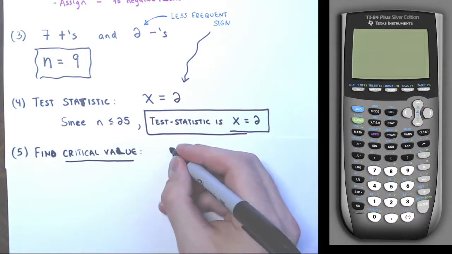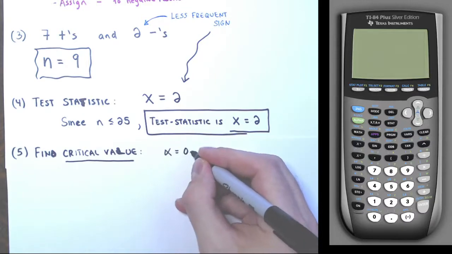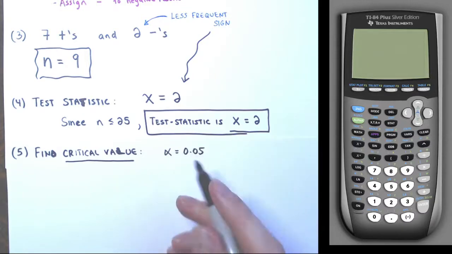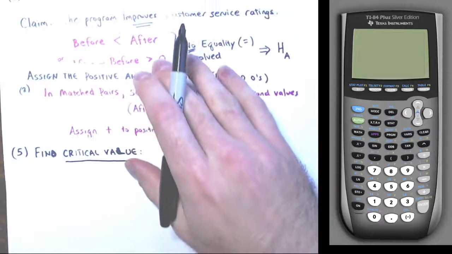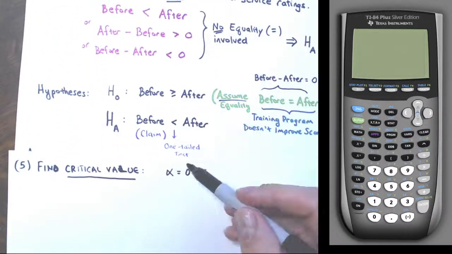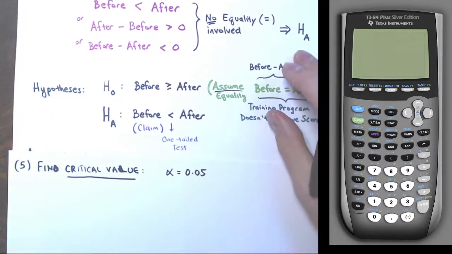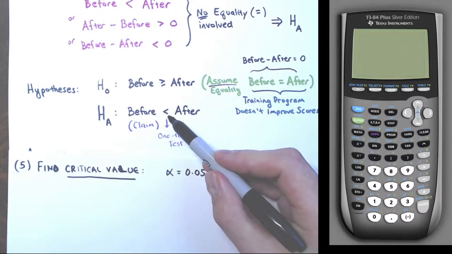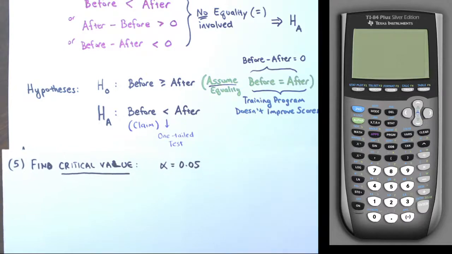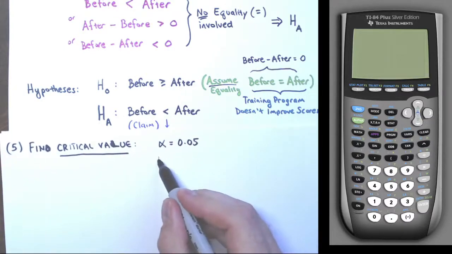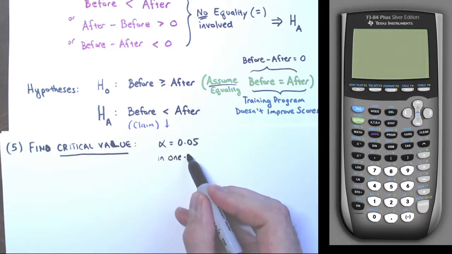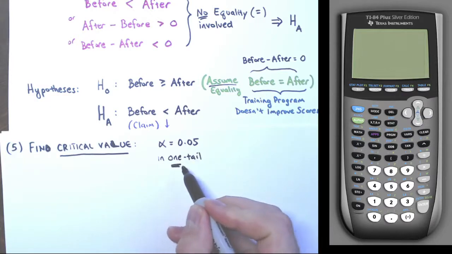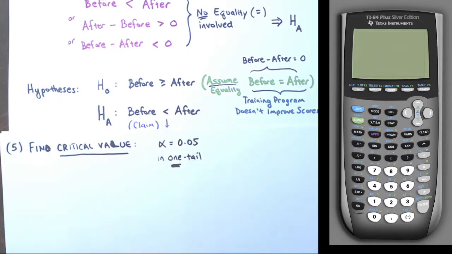Remember, alpha is 0.05. And looking at the hypotheses earlier, remember I said it was a one-tailed test. Our alternate hypothesis had just a less than in it. It was just a one-tailed test, so this is in one tail. If this was a two-tailed test, then I'd look in two tails. So alpha equals 0.05 in one tail.